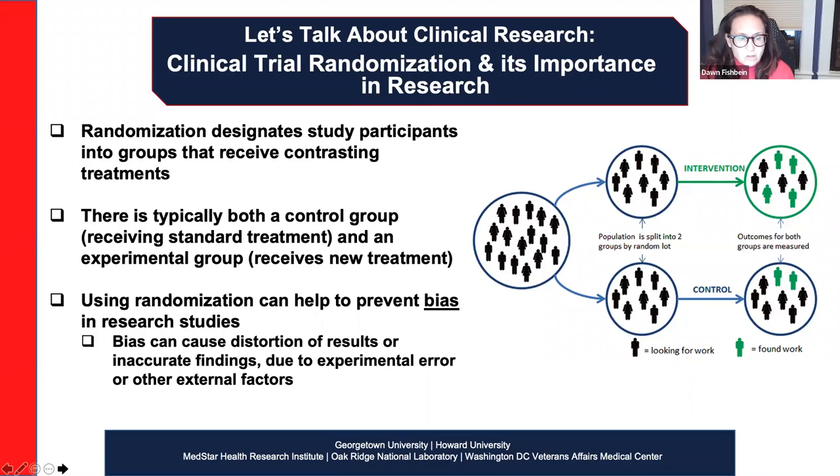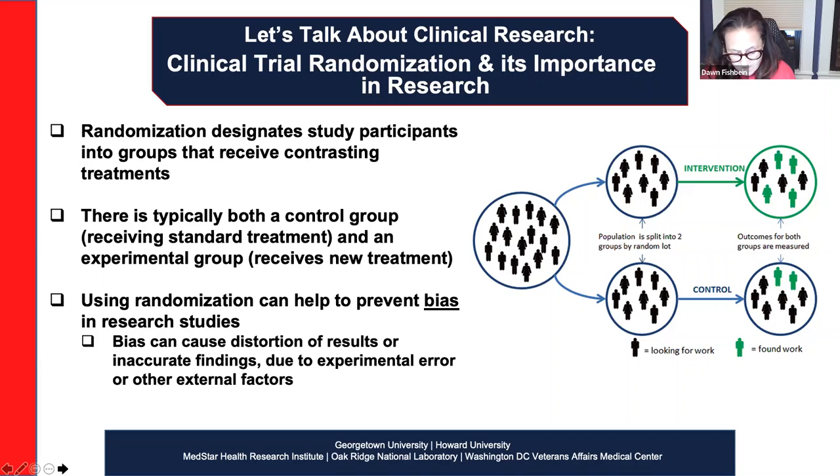So there's usually a control group, and this control group is either receiving a standard treatment or it could be receiving a placebo, as Rachel has mentioned already. And then it's comparing it to either a new treatment, a new intervention, and it could be several arms also to these different groups.